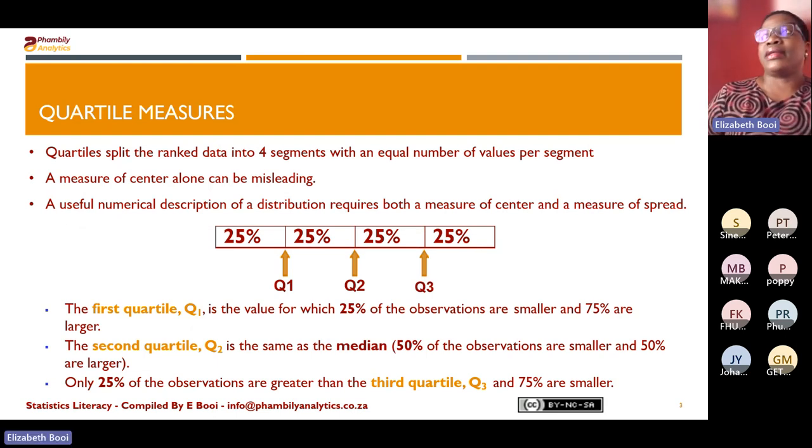Quartiles are, like I said, measures of dispersion. They split your data. If you have a numerical data set, we're still continuing with numerical data sets. It splits your numerical data set into four segments or four parts. Your data needs to be sorted. You cannot just split your data into four parts while your data is scrambled. You need to sort your data in ascending order.